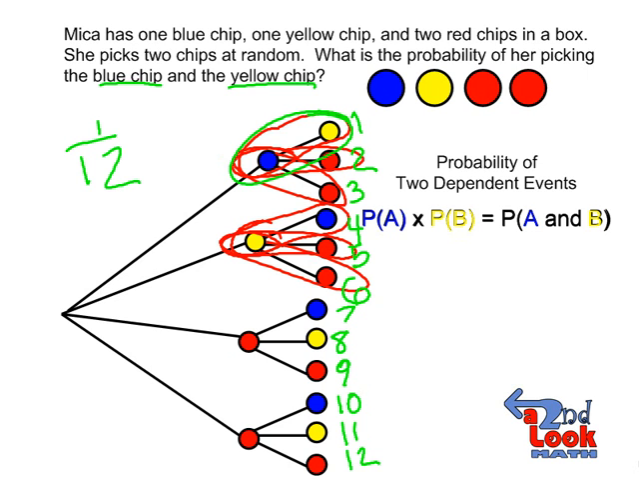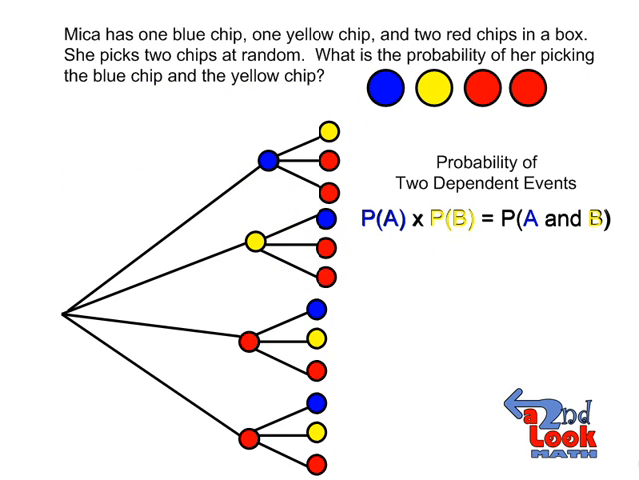So now we can get into this equation that's written over here on the right. So knowing this 1/12 is in our mind as our probable answer here, we can look at the equation and see if it will match the same idea. So in this equation we have the probability of two dependent events. That is the probability of A, blue happening, and B, yellow happening. So I've color coded those.